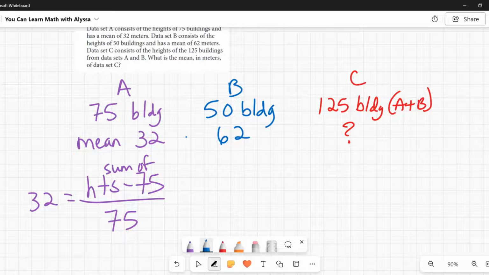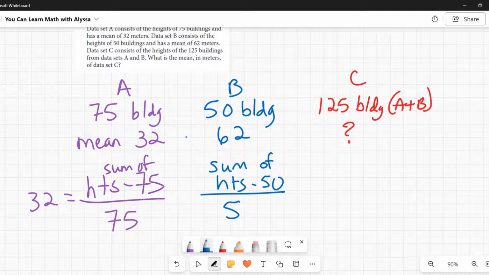All right, so for B, what did they do? They did the same thing. They added all those heights together. So this is the sum. That looks like sum of, not sum of. There we go. The sum of the heights of the 50 buildings. And then they divided by the number of buildings, which was 50, and that got them the mean of 62.